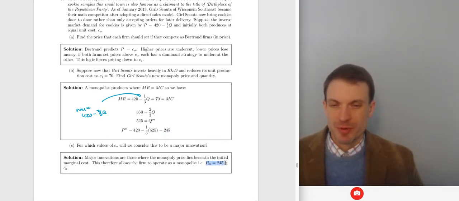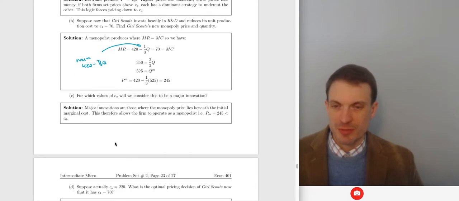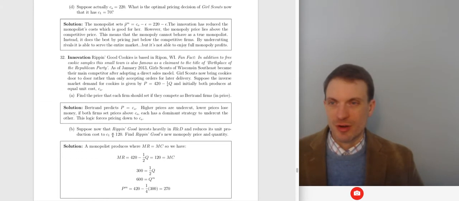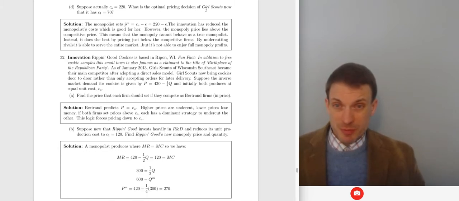Sorry, the monopoly price is 240. C0 would have to be 245. The original shared marginal cost would be higher than 245 for this to be a major innovation. All right, what's the optimal pricing decision of Girl Scouts now that it has cost of 70?